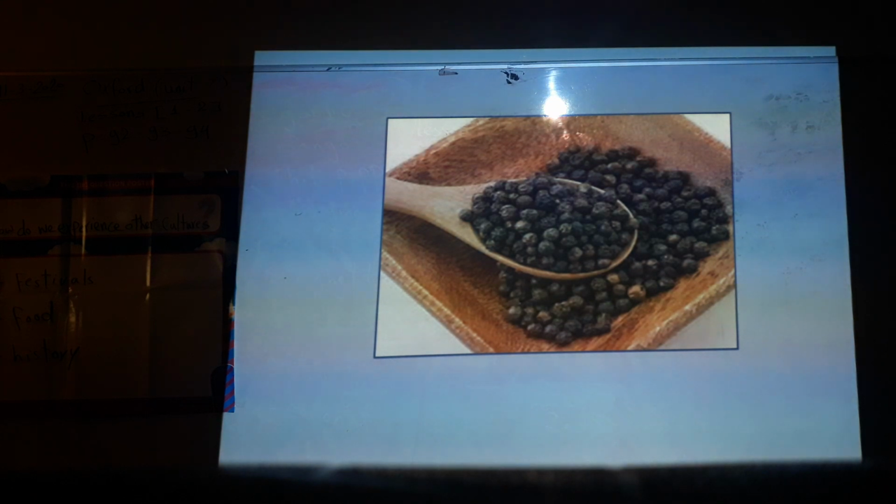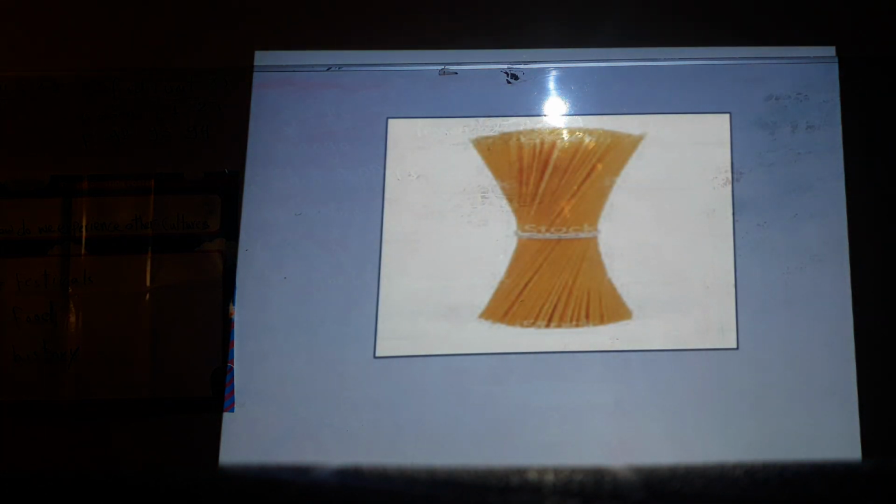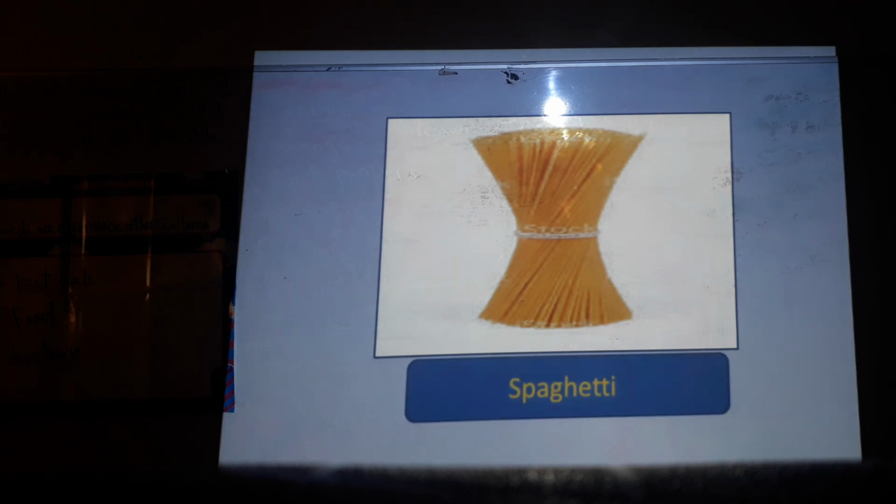What's this? The kind of spices. Yes, we use it a lot in our food. It's a black pepper. Repeat, black pepper. This is a kind of macaroni, you know? It's delicious with tomato sauce. It's an Italian food. Yes, it's spaghetti.